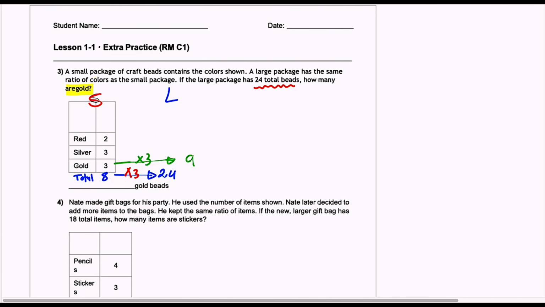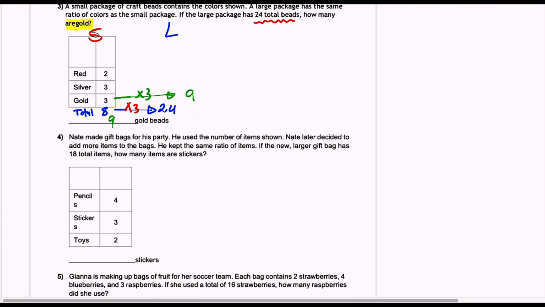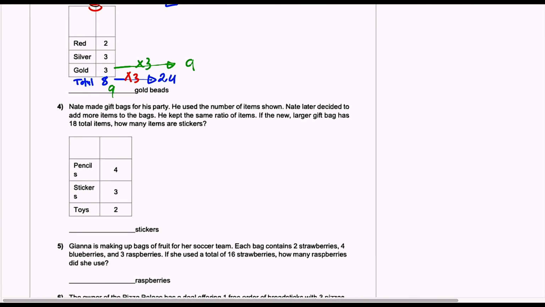Then the ratio here, we have 9 golds, and the small one was 3. By multiplying by 3, now we have 9. Then 9 gold beads. Then this question is showing me which kind of ratio? Yes, part to whole ratio.